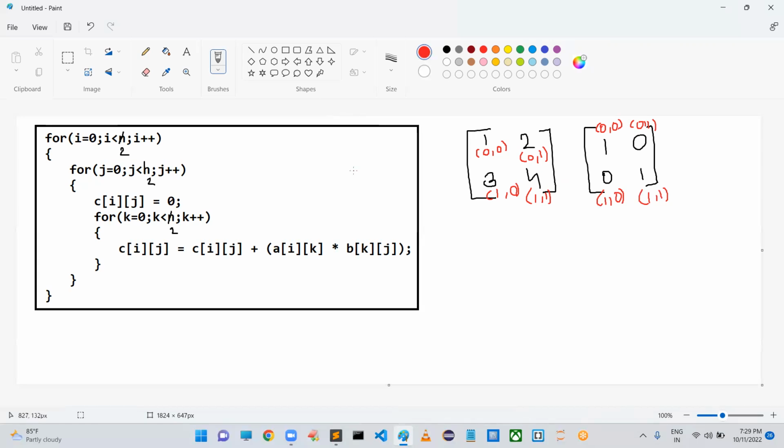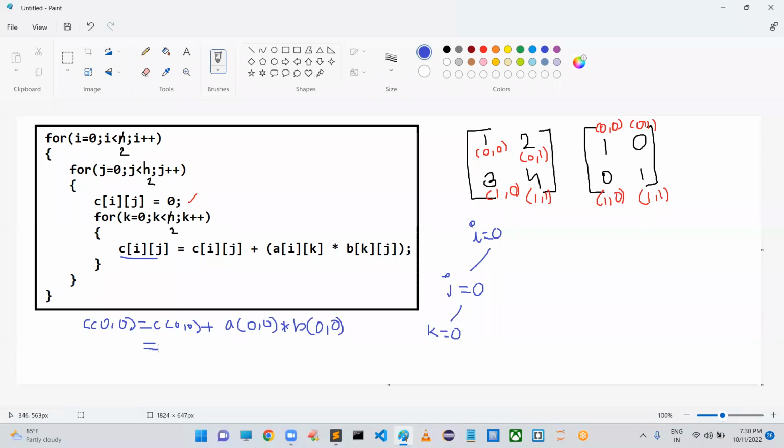Now listen carefully. I want to multiply the two matrices. What will be the value of i the first time? i value is equal to 0 first time. Then j value is also 0. Next I am taking k is equal to 0. Now calculate C of ij. What is the formula for C of ij? So C of 0, comma 0 is equal to C of 0, comma 0 plus A of 0, comma k value 0, into B of k value 0, j value 0.